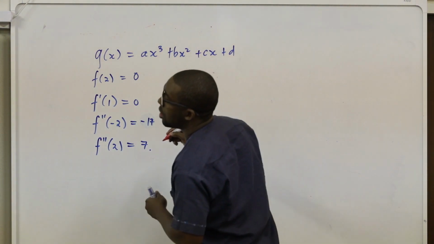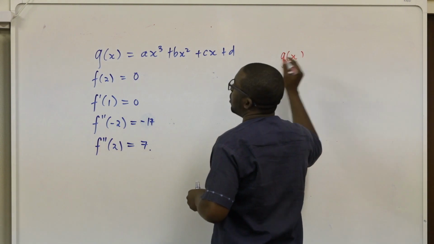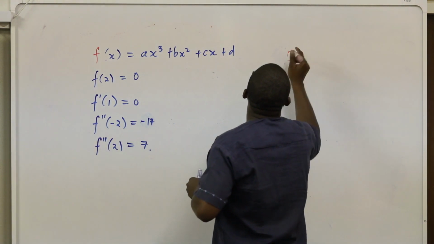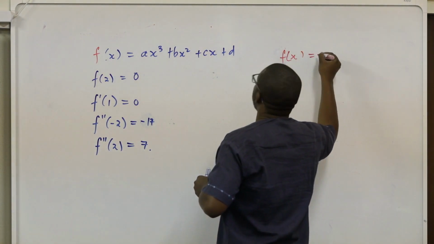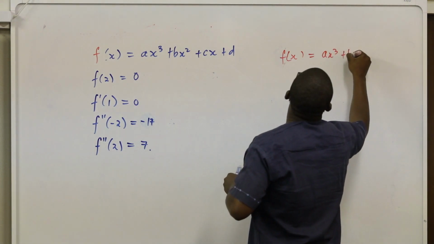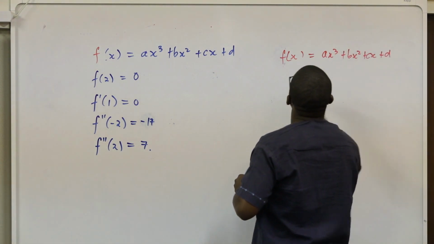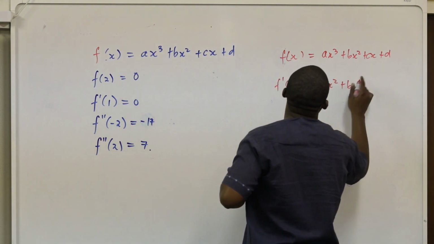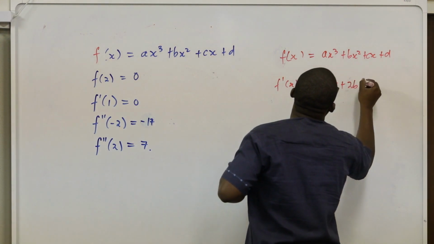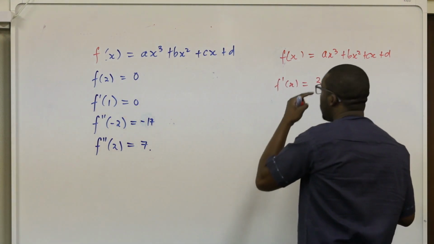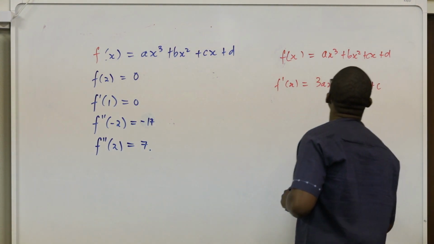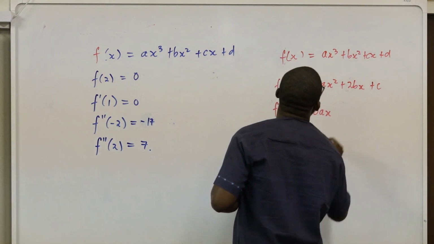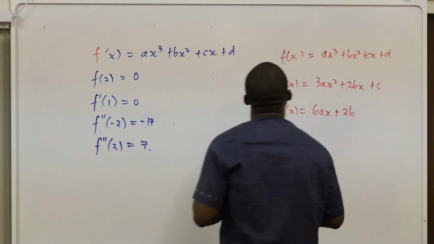So f of x is equal to ax cubed plus bx squared plus cx plus d. f prime of x is equal to 3ax squared plus 2bx plus c. f double prime of x is equal to 6ax plus 2b.